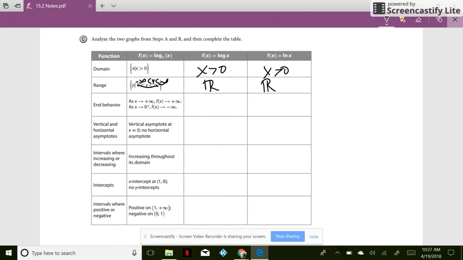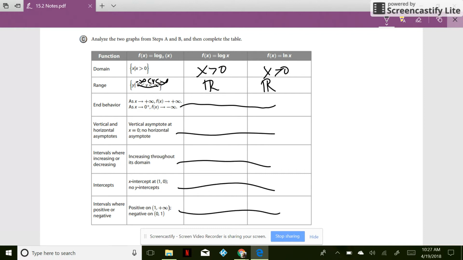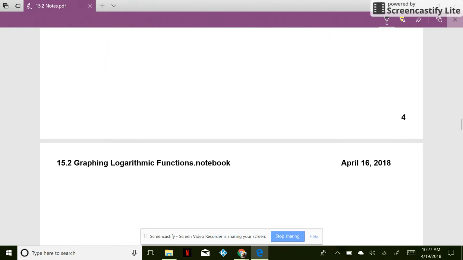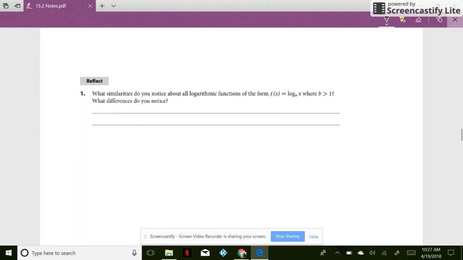I'm not going to fill out the rest of these tables because everything else is the same. All of these properties are the same. They have the same domain, range, and behavior, vertical asymptote, and intervals where they're increasing and decreasing. They're going to have the same intercept, and they're going to be positive and negative in the same areas. So what similarities do we notice? They all behave the same.